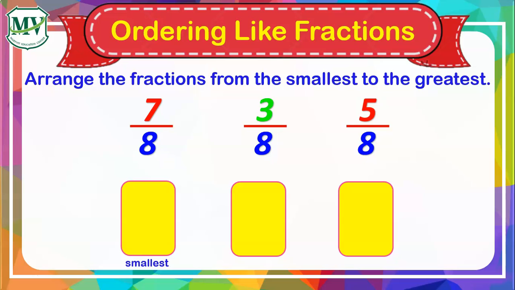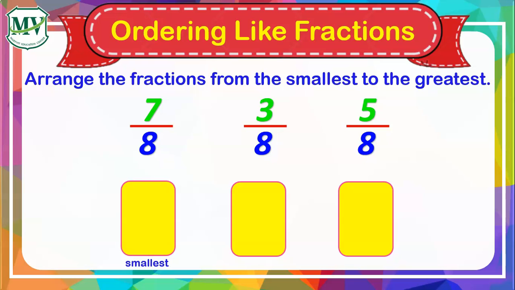Next, 5/8 has the second biggest numerator. This means 5/8 is bigger than 3/8. Now, the last one is 7/8. In here, 7/8 has the biggest numerator. This means 7/8 is the greatest fraction.